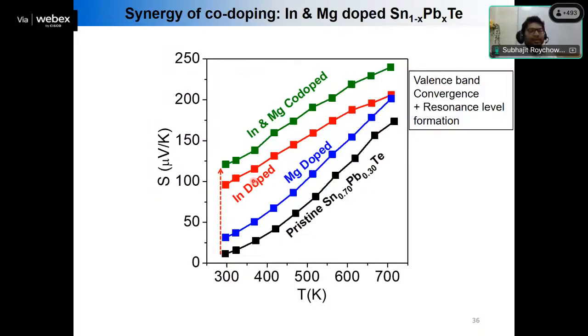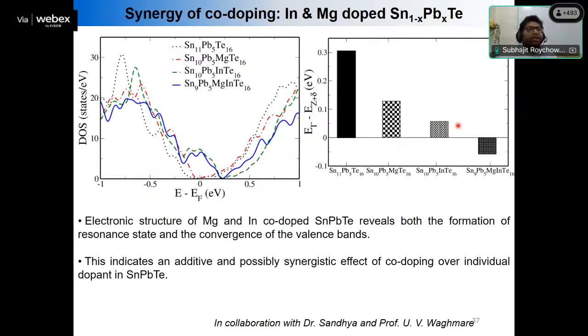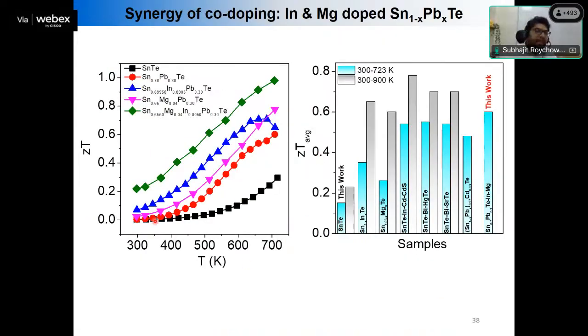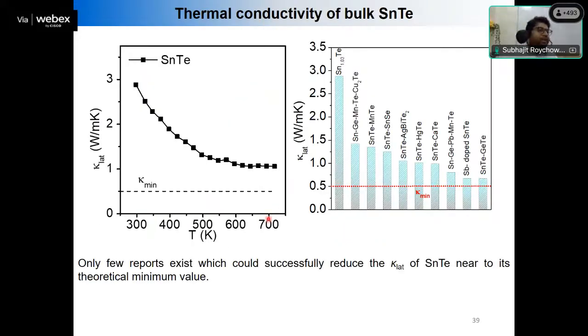Now, when you co-dope the sample, you can see it outperforms all other singly doped or pristine samples because of the co-doping of valence band convergence as well as resonance level formation. This is also confirmed by theory as well. As a result, we observe a zT of 1 in tin telluride based system. But till now, we didn't talk about the thermal conductivity part. So you can see here the K minima, that means that is the minimum thermal conductivity you can achieve in tin telluride.